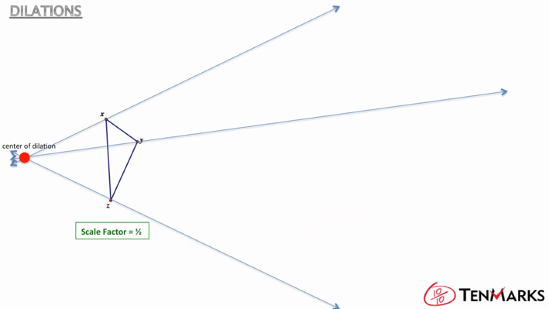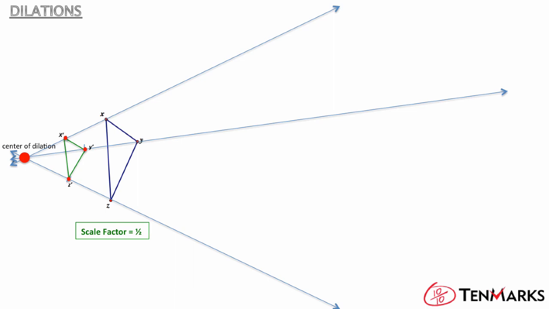Now you want to find half the distance from the center of dilation to each vertex. Use a ruler to find half the distance to point X, which would be right here. Draw X prime at the halfway mark. Do the same for Y prime and for Z prime. The dilated image will be half the size of the original. As with all dilations, the triangles are similar but not congruent.